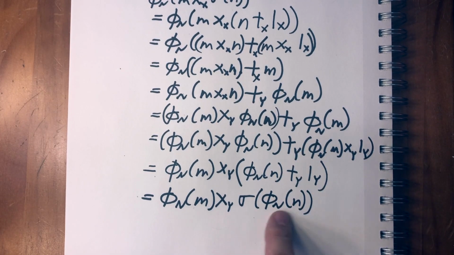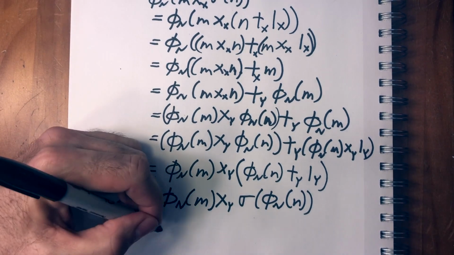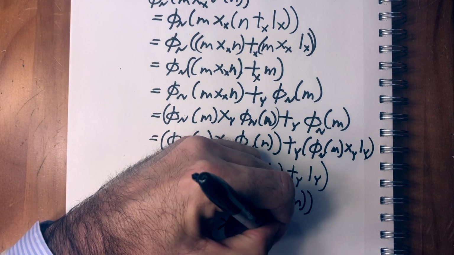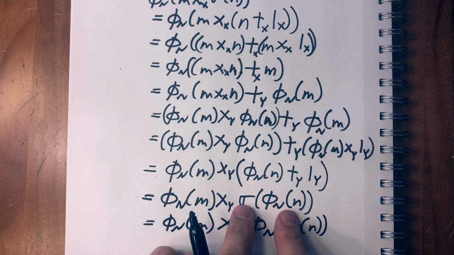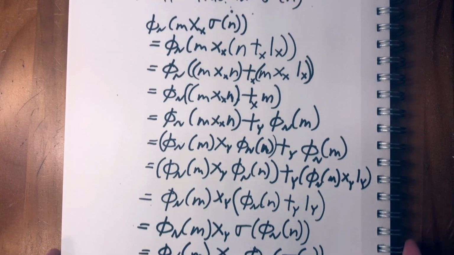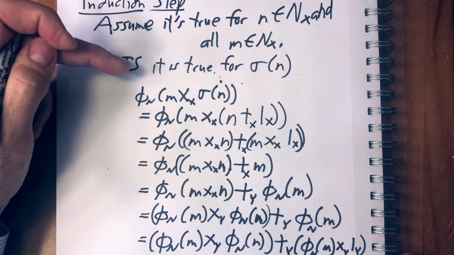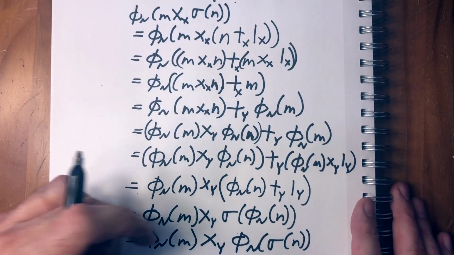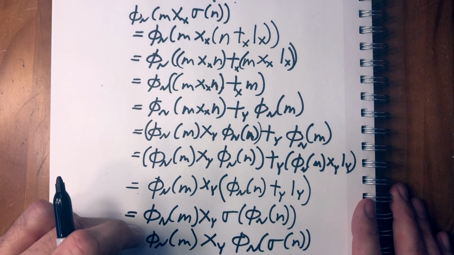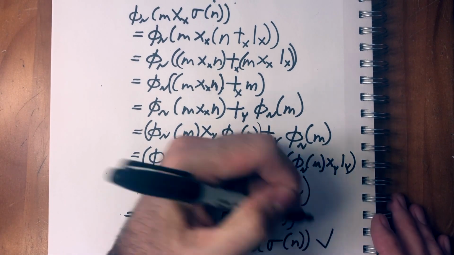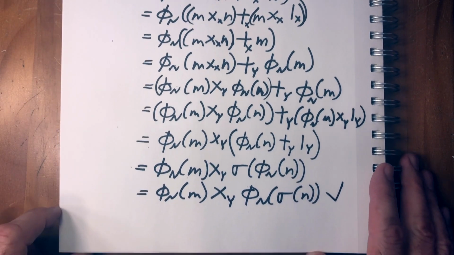And finally, what do we do with this? We use our lemma, and we're there, right? Sigma of phi is the same as phi of sigma, and that's it. We started with phi of m times sigma of n, and we ended with phi of m times phi of sigma times n. That's what we wanted. Okay, that's multiplication.